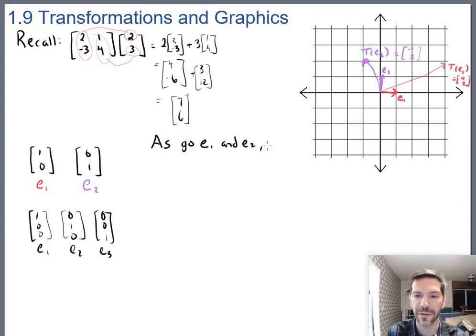So as go E1 and E2, so goes everything else. Again, if we can figure out the matrix that does what we want it to do just to these two vectors, it'll do what we want to do to all points and all vectors in two-dimensional space. We wanted E1 to change into 4, 2. And we wanted E2 to change into negative 1, 2.